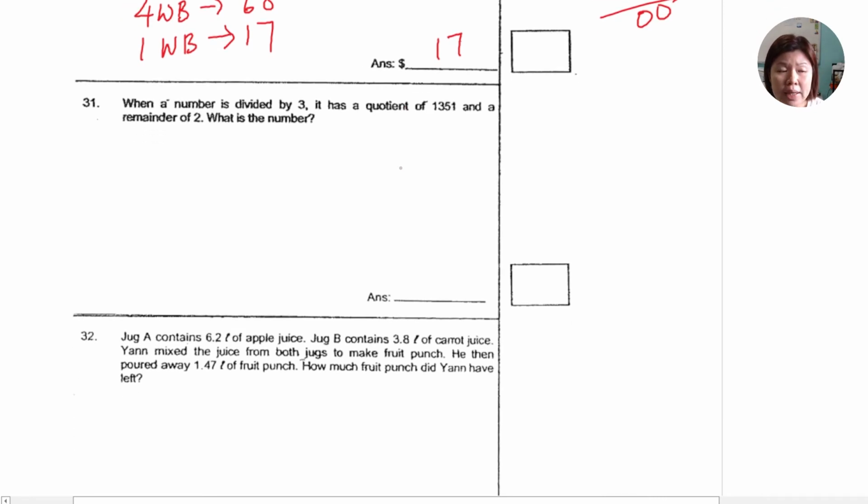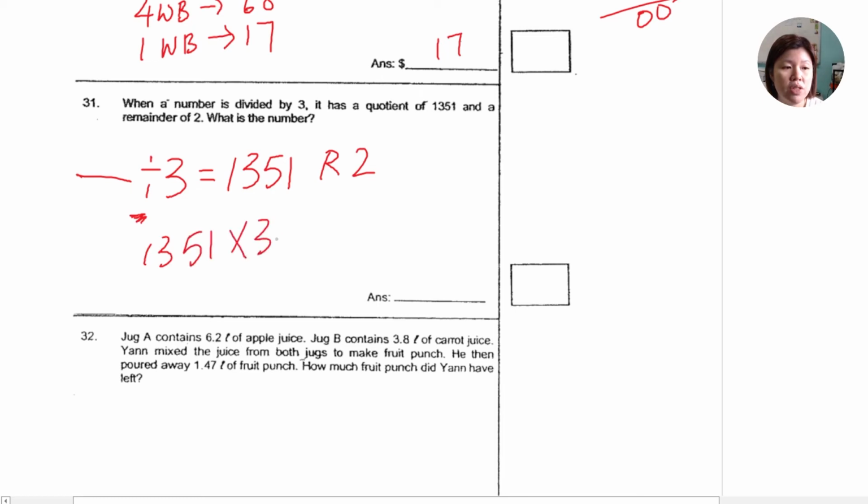When a number is divided by 3, it has a quotient of 1,351 with a remainder of 2. So what is the number? So many words, so we write it in an equation, which is a number divided by 3 equals a quotient 1,351 with a remainder 2. So let's move backwards. Divide backwards is times, so it's 1,351 times 3. Let's do it.